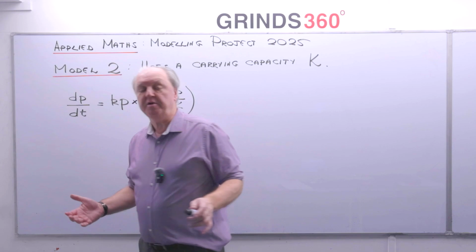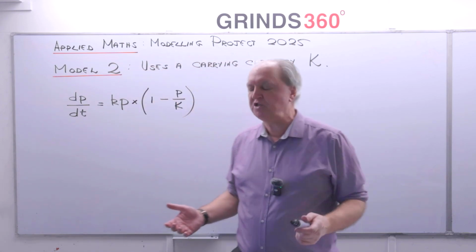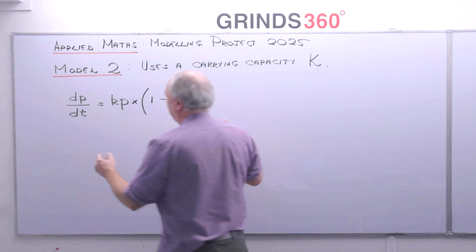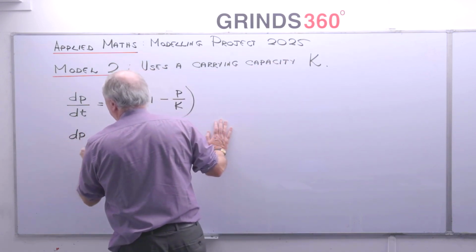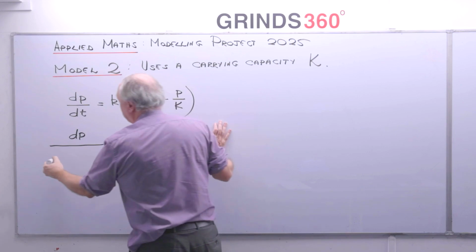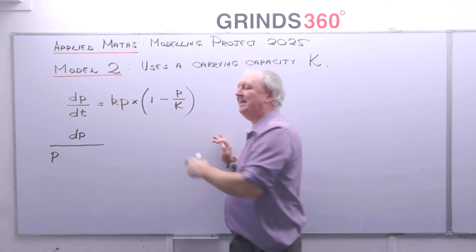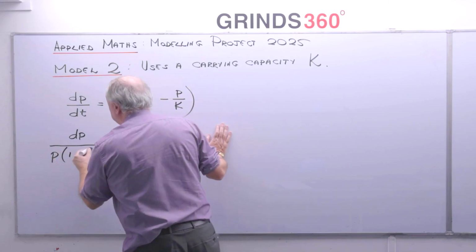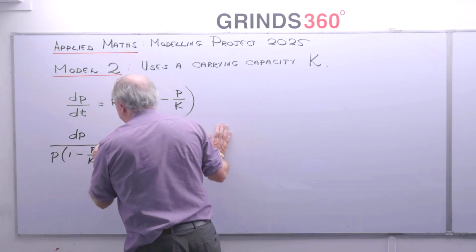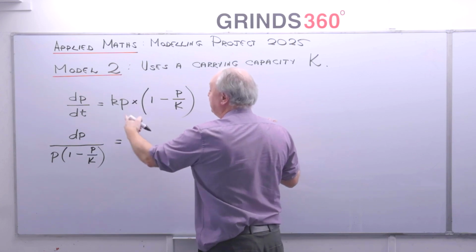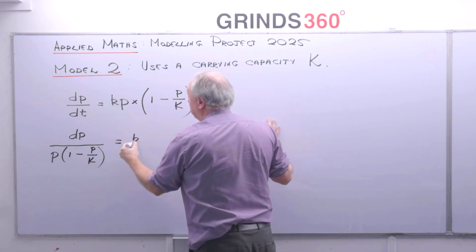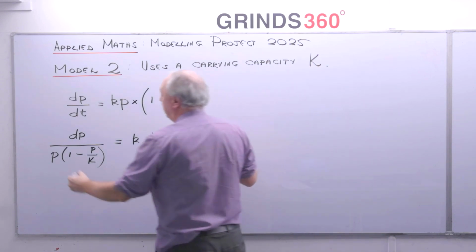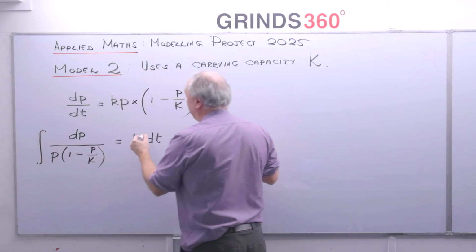So it's a first order separable differential equation. So I'm going to put p's on the left and t's on the right. So I'm going to have dp over, slide that p down. There's another p inside the bracket, so I've just got to slide down the entire bracket, 1 minus p divided by big K. And that's equal to, slide the dt up, the k is already there, k dt. So I want to solve that for p. So I'm going to integrate both sides.